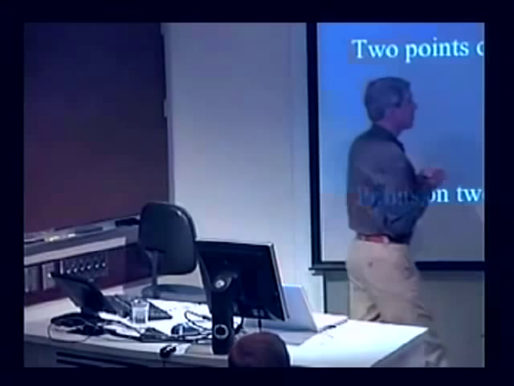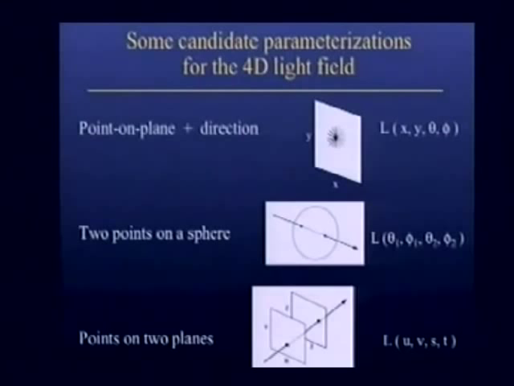The parameterization that I'll talk about today is the two-plane parameterization that Pat Hanrahan and I proposed in 1996. The idea here is to take two planes in general position. You've got U and V on one plane, S and T on another plane. Choose a UV-ST quadruple, and that denotes one ray of light going through the space. All right, so that's all I'll say about light fields in general.